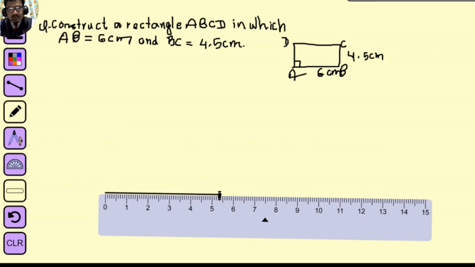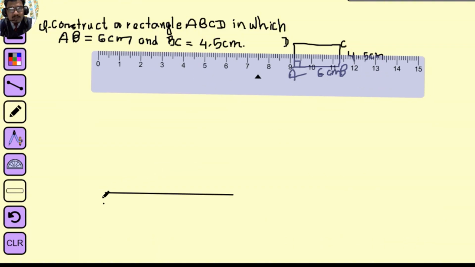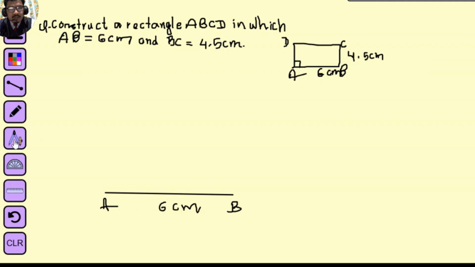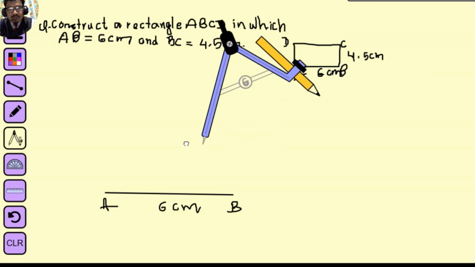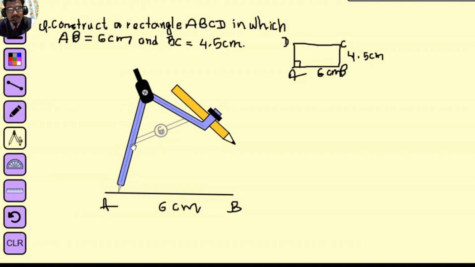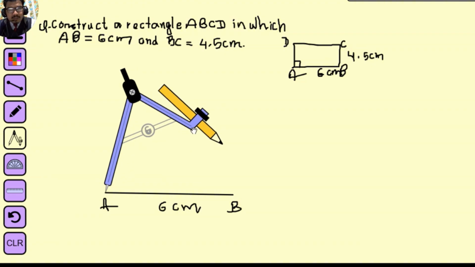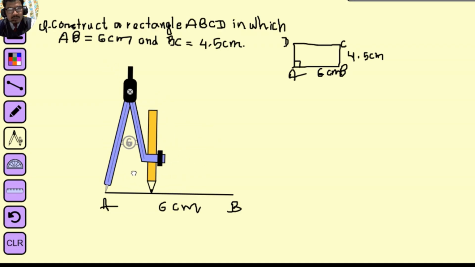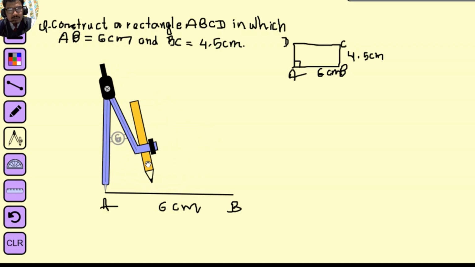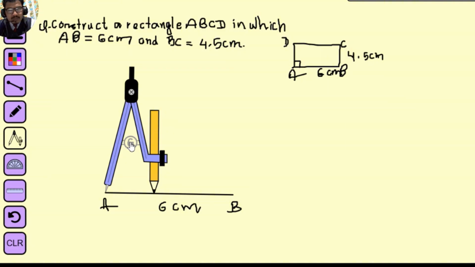This side is 6 centimeter long, okay? Take it 6 centimeter long like this, and here this is A and this is B, and mention here 6 centimeter, the length. And then, now we have to take the help of a compass. Put the compass here at A and take an appropriate arc, neither too long nor too short, okay?